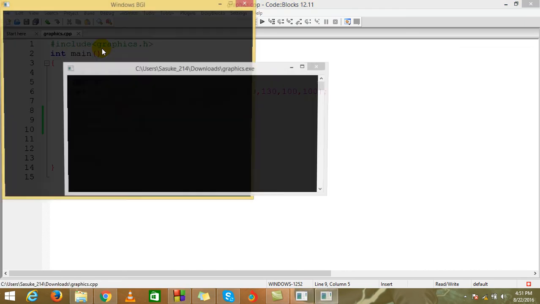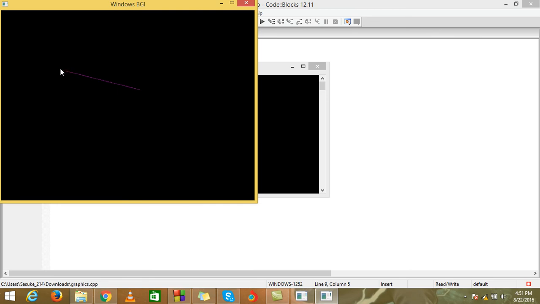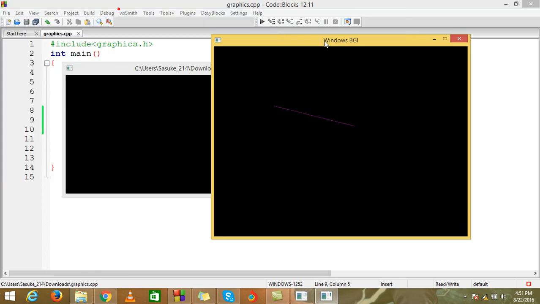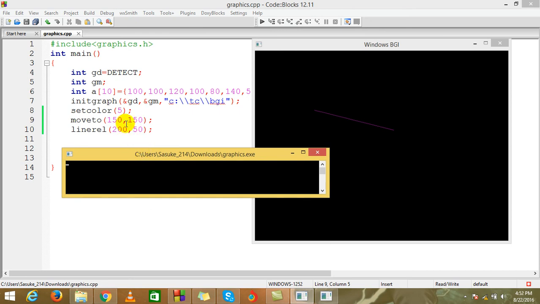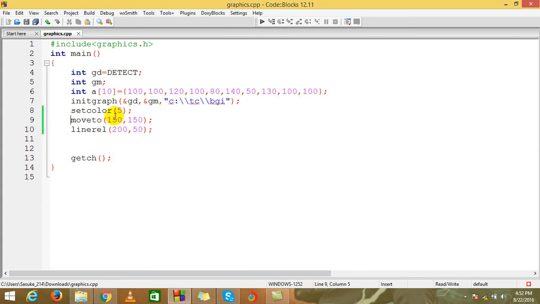Now you can see that it has taken our cursor to this position, and from this position, relative to the value we have given, starting from 0. So it will assume this as a starting point. So from here it will take 200 steps in the x-axis and 50 steps in the y-axis. So that's how these three functions, lineto, moveto, and linerel, are working.